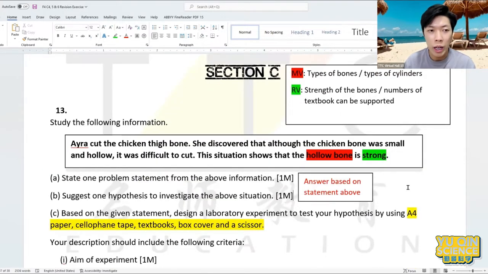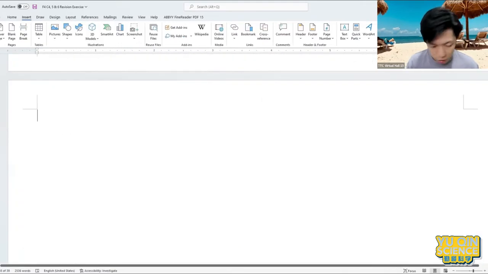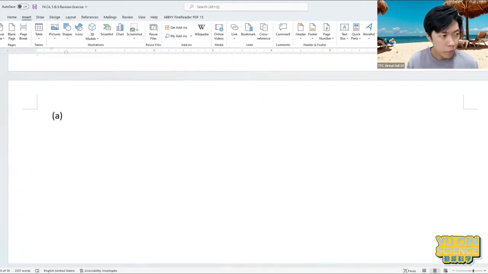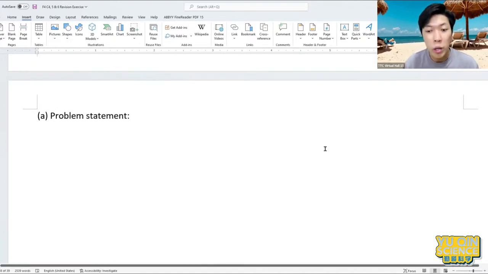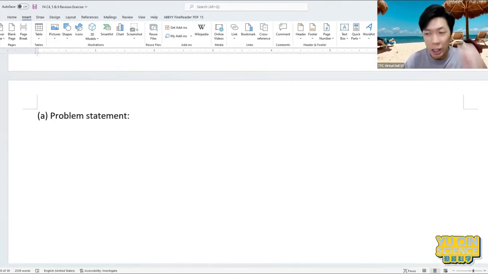So we have the backbone, we have the main thing of your experiment, then let's start off with the problem statement and hypothesis. Shall we? So first one, A, problem statement. Now the problem statement should be a question, because you are asking a question, so then you will find out if it's true or not.